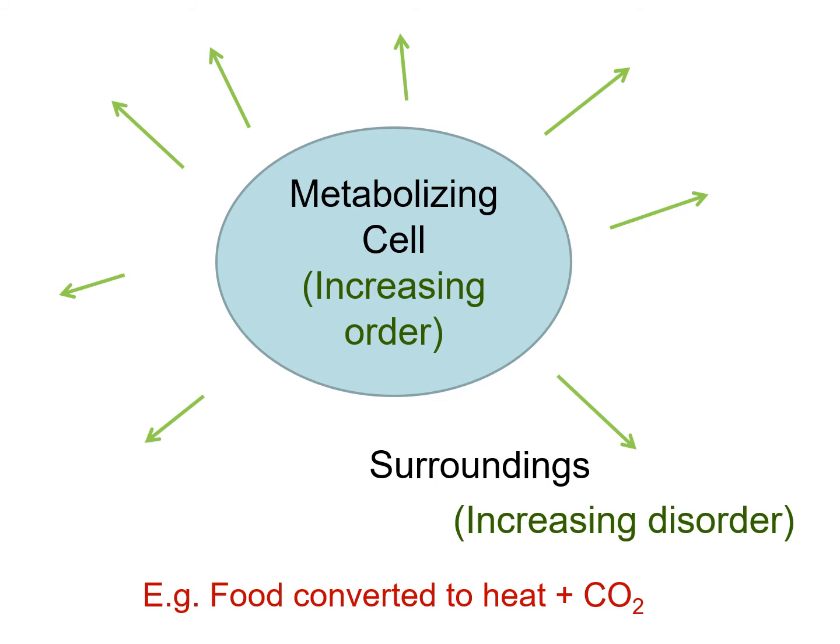So we have some source of energy. In us, it's taking in food and breaking it down. And that source of energy is going to be used to build complex things like proteins. But at the same time, we increase disorder in our surroundings. Most of that energy is going to be converted into heat. Our food molecules are going to be converted into carbon dioxide and water and small molecules.